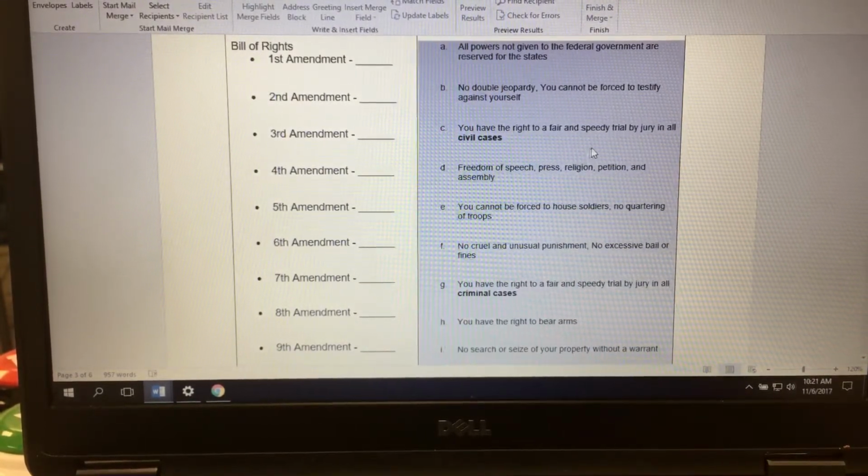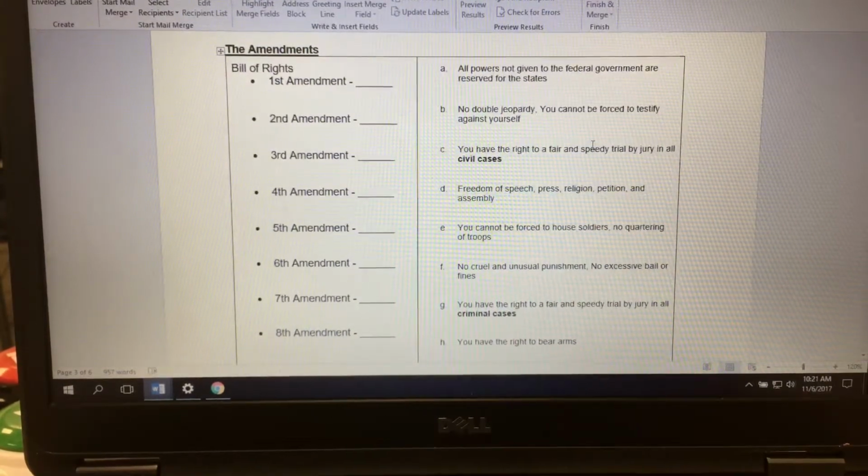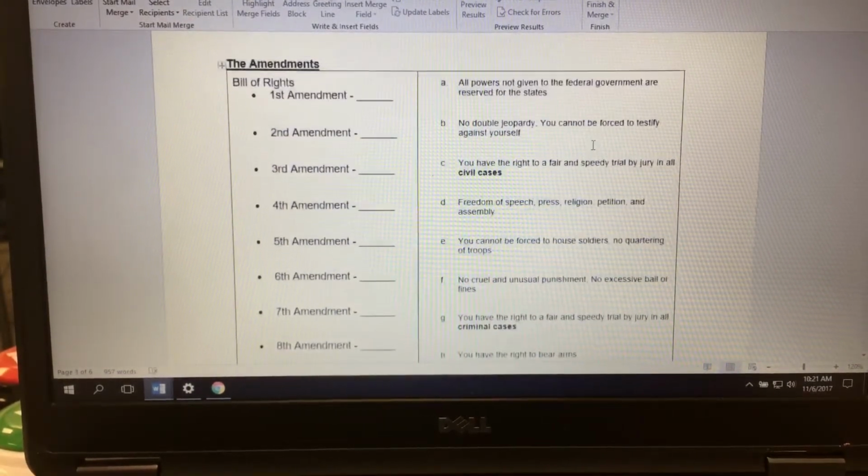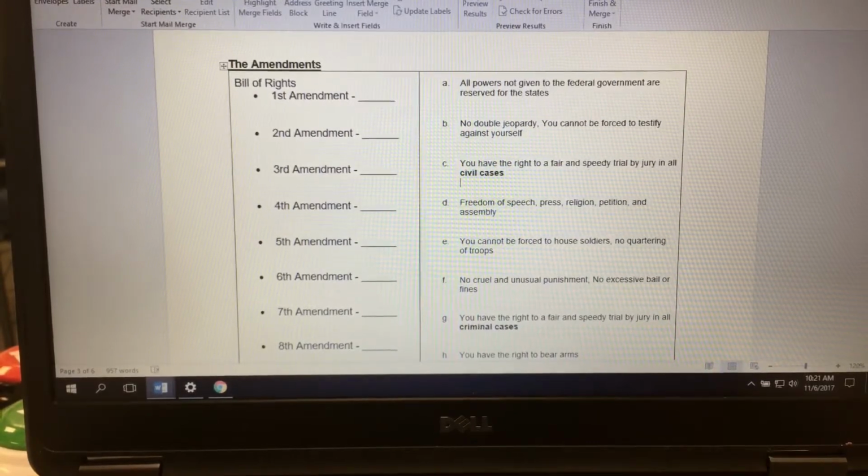Bill of Rights. First Amendment, blank. Second Amendment.